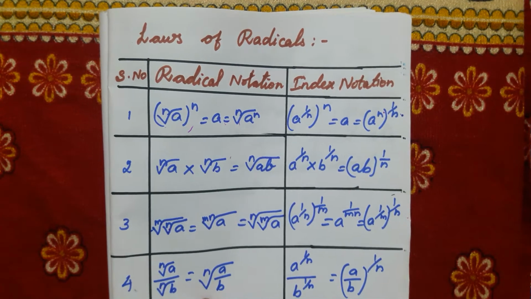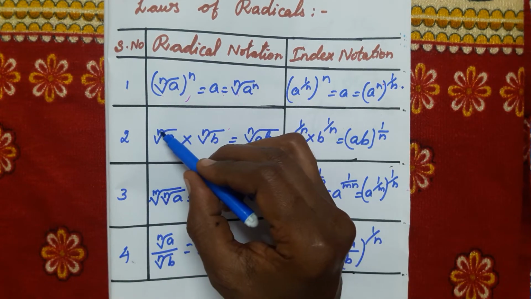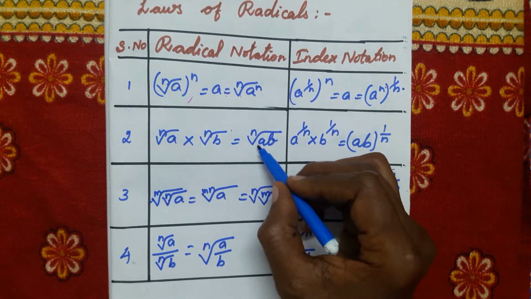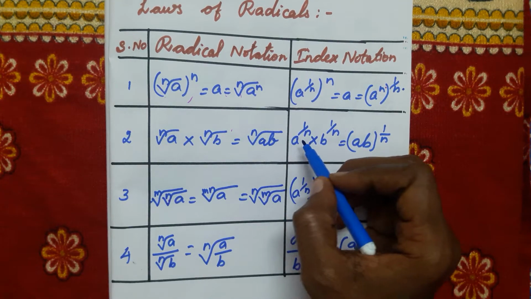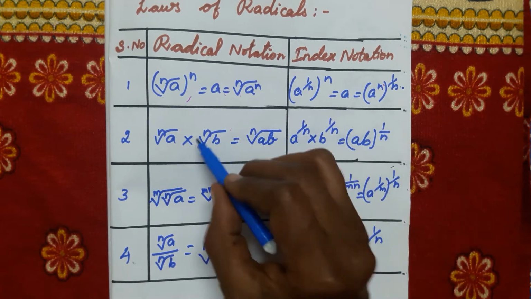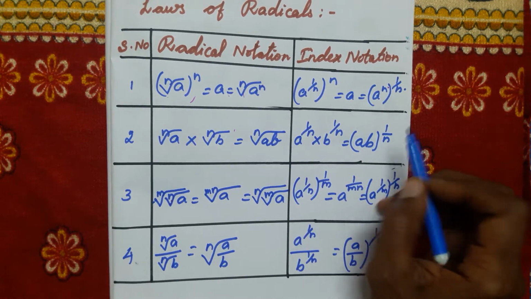Next, nth root of a into nth root of b. Both have the same order. Nth root of a into nth root of b is equal to nth root of ab. This we can write in index form: a power 1 by n into b power 1 by n is equal to ab power 1 by n.